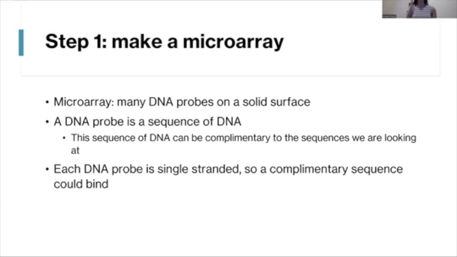And we're going to have a couple of each type of DNA probe. That way you could have some of the cancer cells' cDNA bind and some of the healthy cells' cDNA bind. We wouldn't want to only have one because then only one of those would be able to bind.